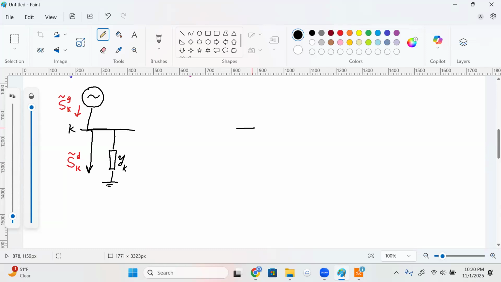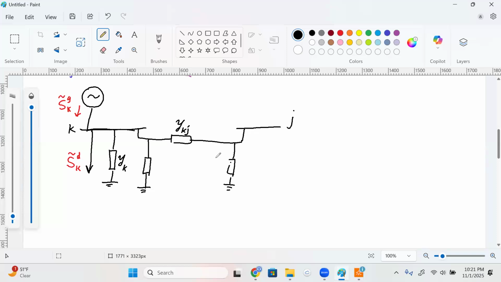And let's say I have another node, another bus, that is connected to this bus K through a transmission line, and I'm going to use a pi model for that line. So I have the series element and the two shunt elements. For the series element, I remember that I have a series resistance and a series reactance, which gives me a series impedance. The inverse of that is the series admittance. I'm going to use the notation y_KJ, the series admittance connecting bus K to bus J.